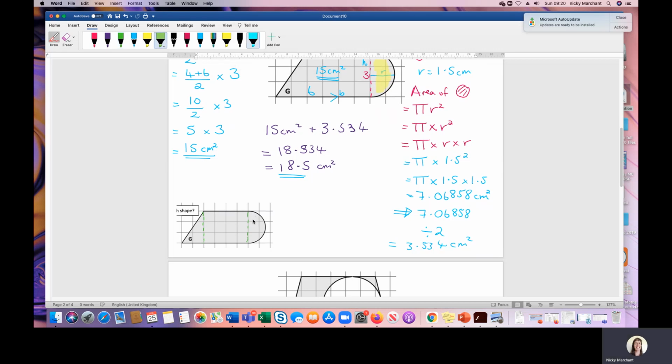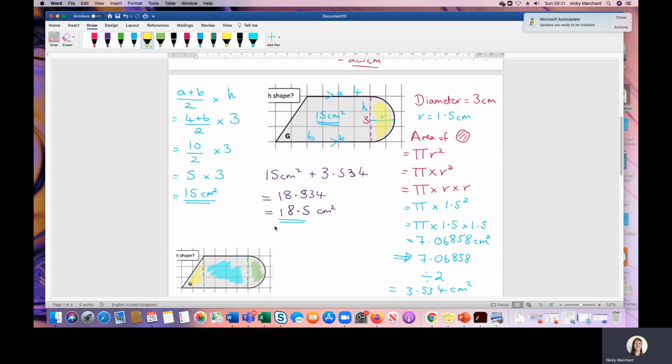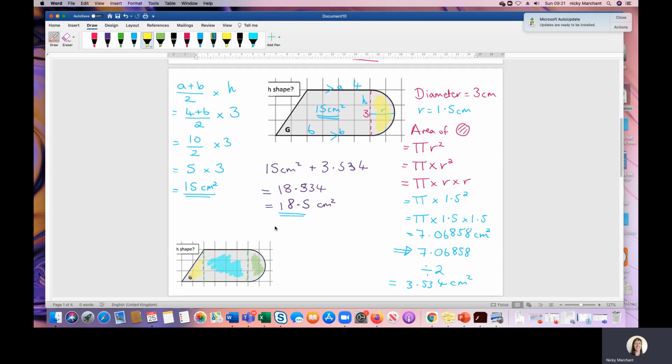So we've got the semicircle on the end, the rectangle in the middle, and you could have that triangle on the front there. So you could do it in 3 parts like that, but just be careful, you've got half a circle, so you must make sure you halve your circle area at the end. So split it up, get the formula written down, substitute the numbers in and calculate it carefully.